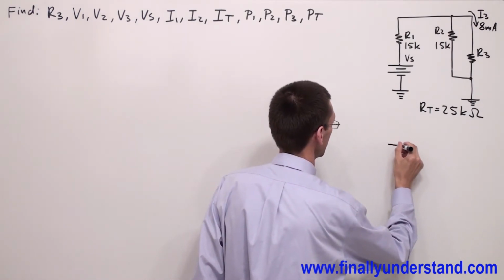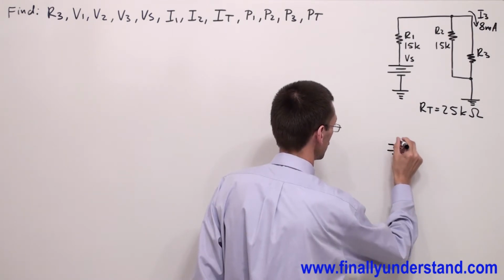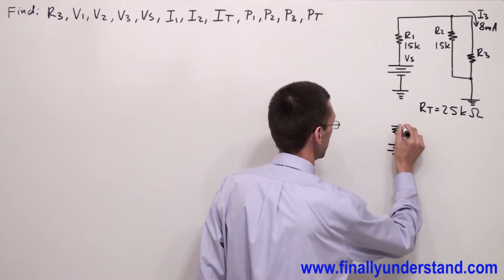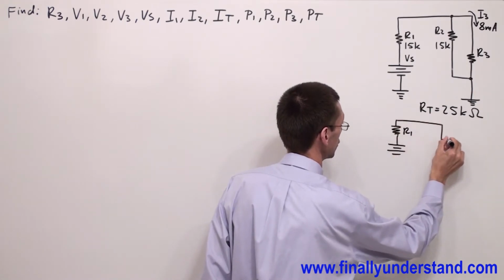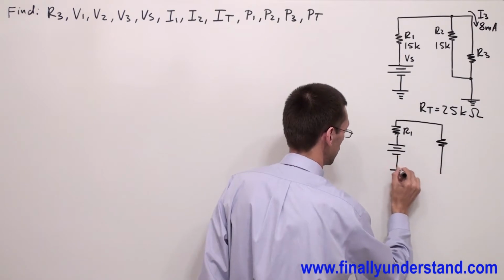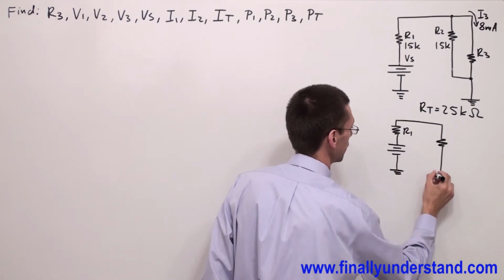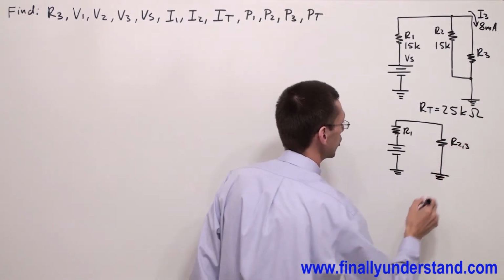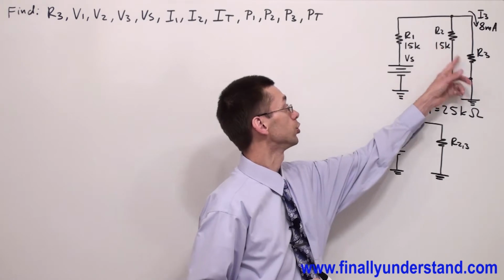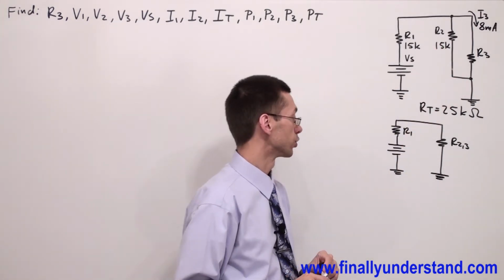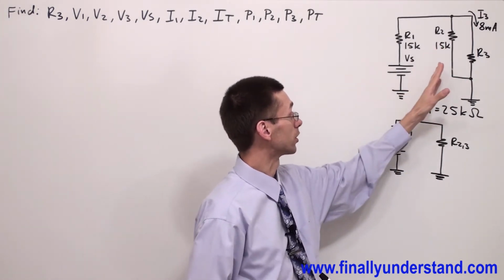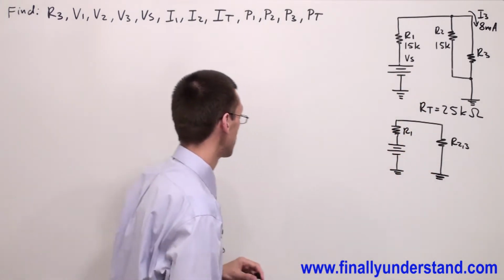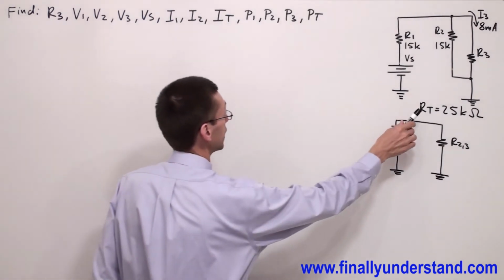I'm going to have voltage source and I have resistor R1 and I'm going to have resistor R2, 3. This is the combination of these two resistors together, okay? So I'm going to look at this circuit like the series circuit, okay? So what I mean by that? Please notice that R total is given.